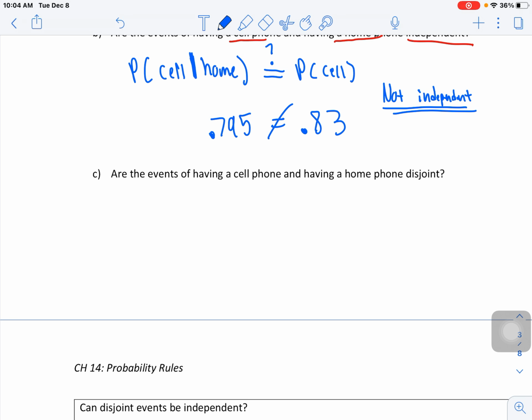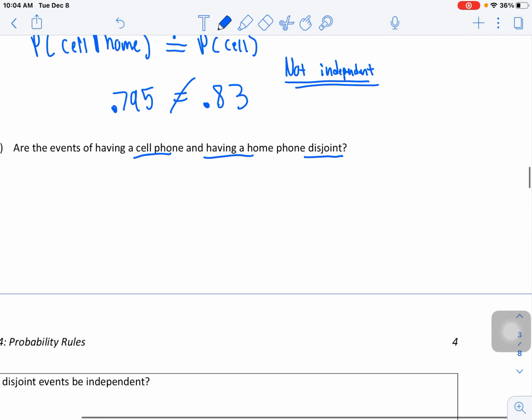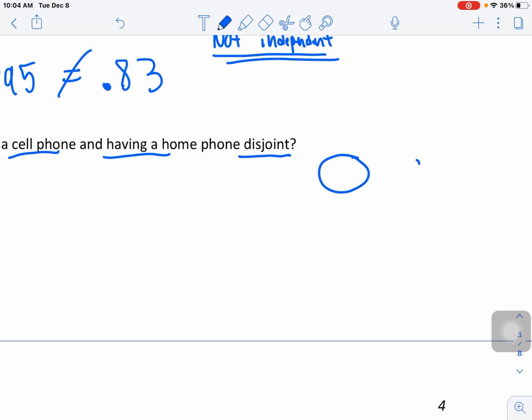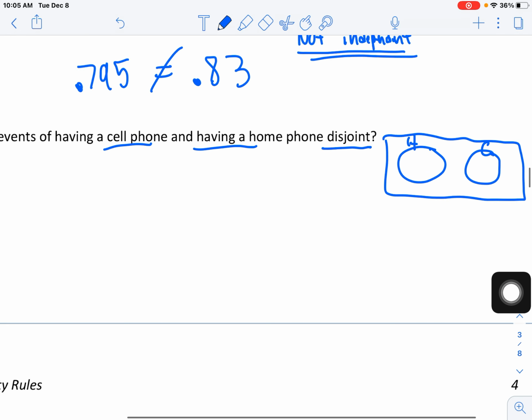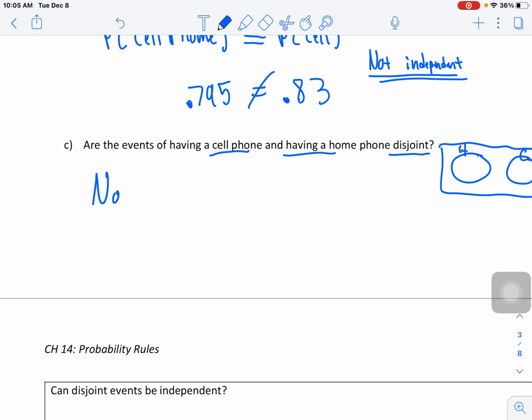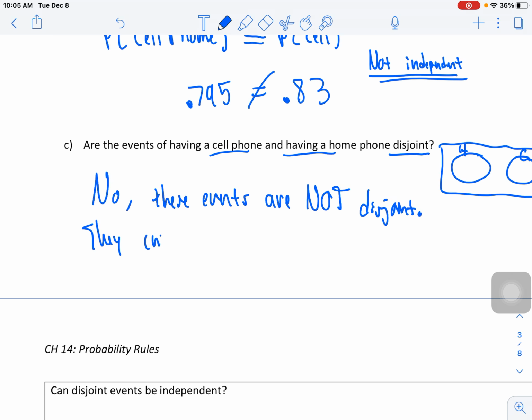Okay, letter C says, are the events of having a cell phone and having a home phone disjoint? Remember what disjoint means. Disjoint looks like this, that there's no possible way for someone to have a home phone and a cell phone. These two events cannot overlap. So is this true? No. These events are not disjoint. They can both occur at the same time.